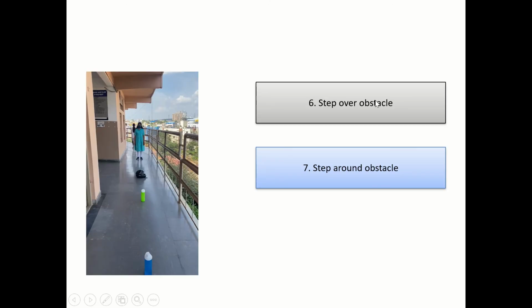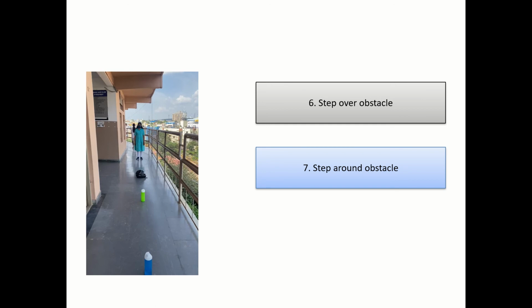Sorry, that is your step over obstacle and step around the obstacle. So I have kept three obstacles. Ideally we need to use cones in the clinical scenario, but I didn't have cones, so I have just placed one helmet and two bottles. The obstacle should be 6 meters away from her standing position.